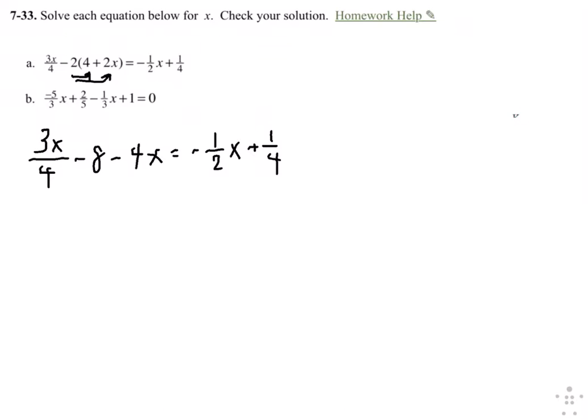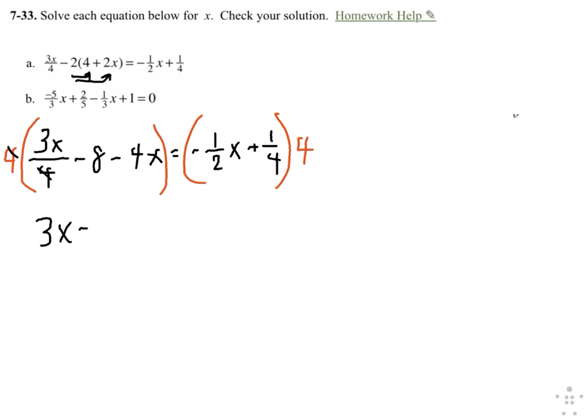Now, there's a couple ways we can do this. I prefer to just eliminate my fractions right away. So I can see that if I multiply both sides of the equation by 4, multiplication property of equality, I can cancel out my fraction, because this 4 cancels here, so I get 3x.